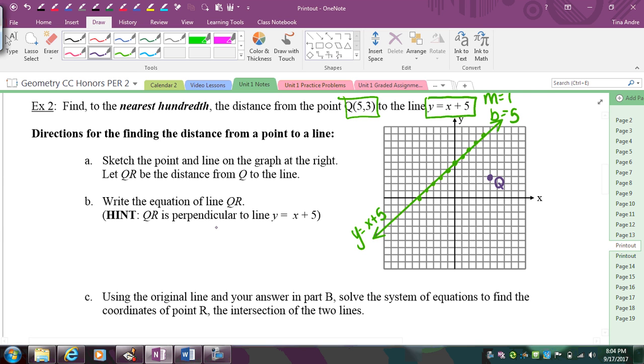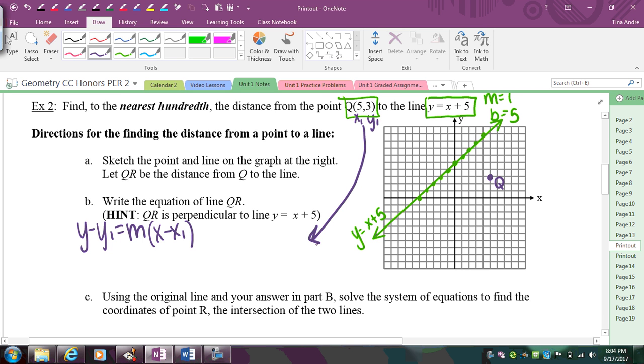So remember, we have our point slope formula. So y minus y1 equals m times x minus x1. I know the point that my line has to pass through, Q. So I'm going to use that. And I know my slope. My slope of the original was 1. So the perpendicular slope, if you flip and negate positive 1 over 1, it's going to become negative 1 over 1. So my perpendicular slope I know.